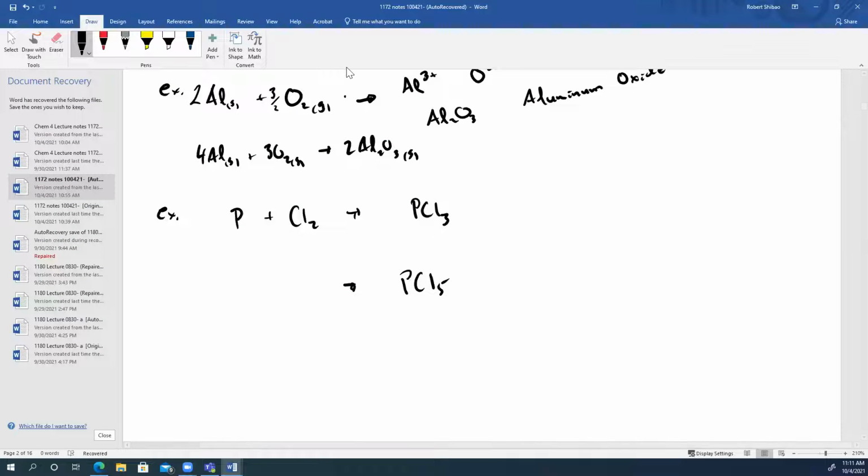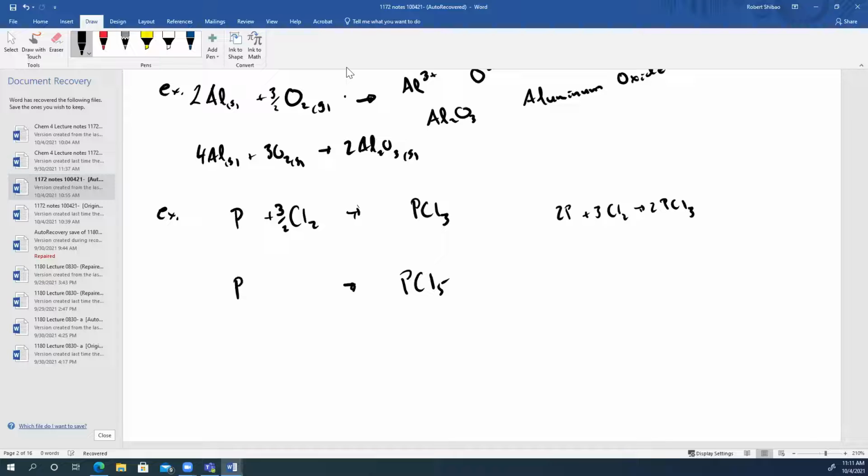And then we can just balance this. Balancing this one, I have 1 phosphorus and then I need 3 chlorine. So I use the fractions trick, and I'll get 3 halves. And then I can double it if I want. If I double it, I go 2 phosphorus plus 3 chlorines yields 2 PCl3s.